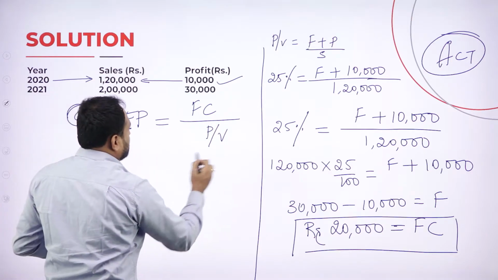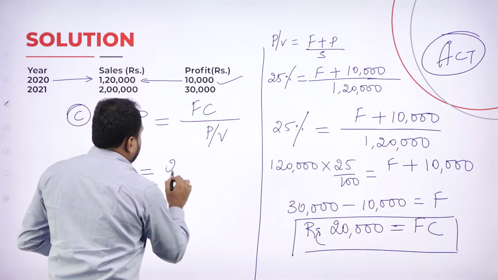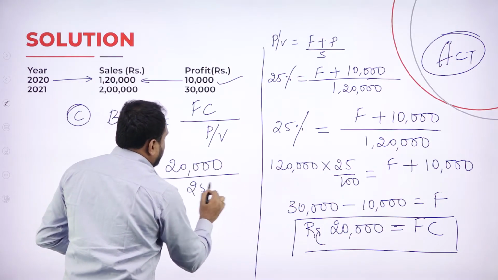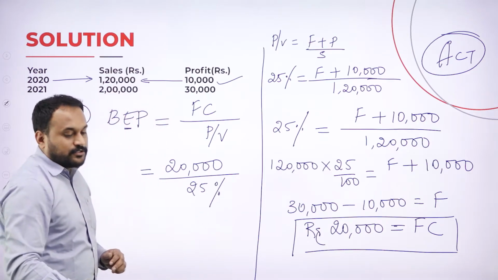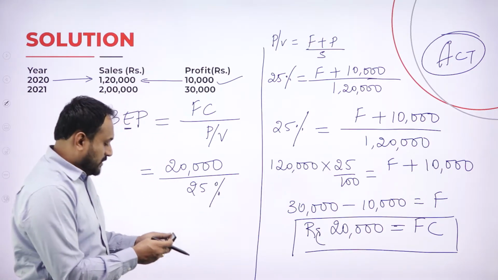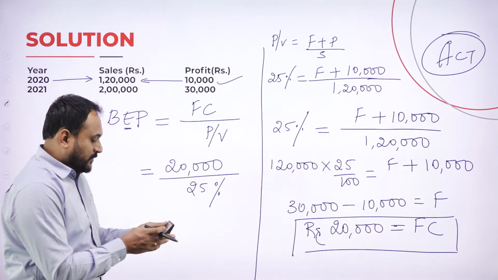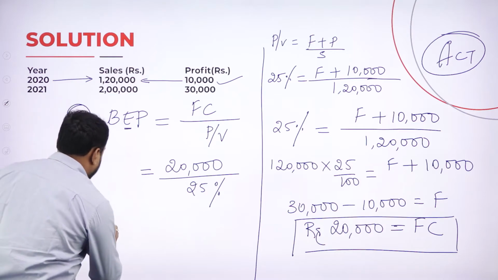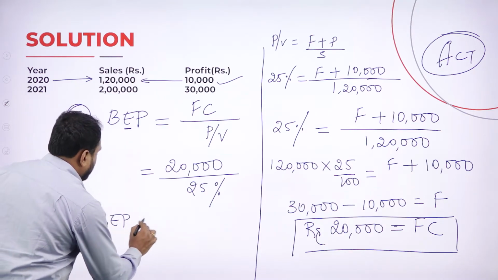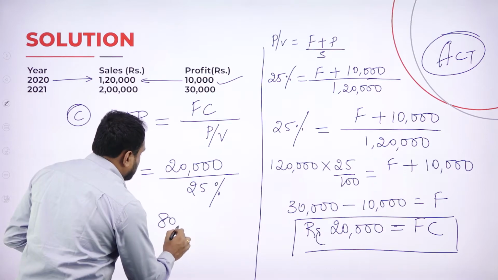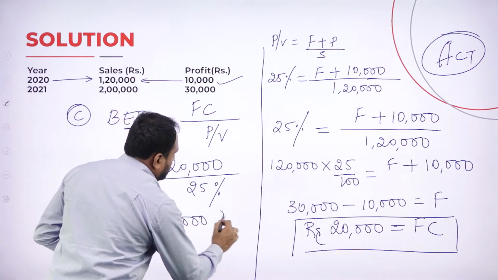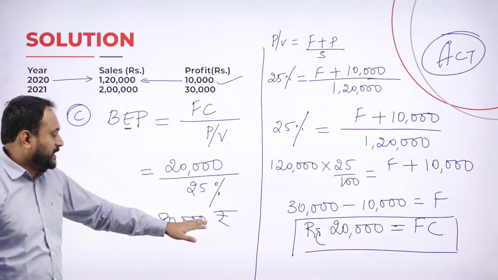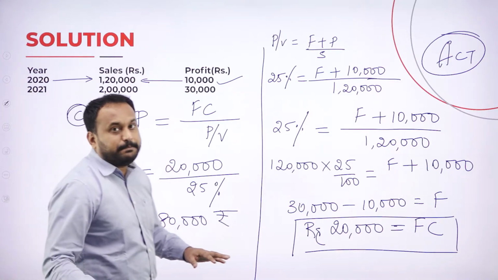Now I'll substitute here. BEP is equal to fixed by PV is equal to 20,000 divided by PV, which is 25%. So I need to calculate here, 20,000 divided by 25%. I got 80,000. So my BEP is equal to 80,000 rupees. You can go with this symbol or RS, rupees. So I'm done with my BEP.